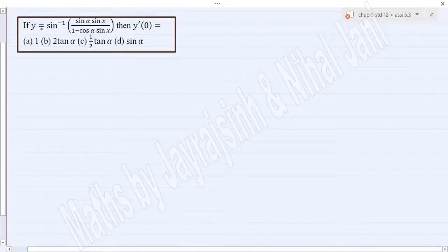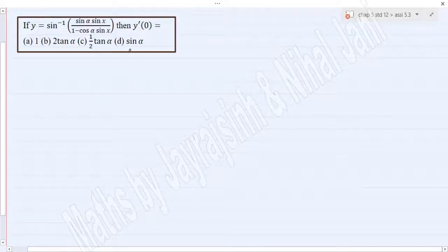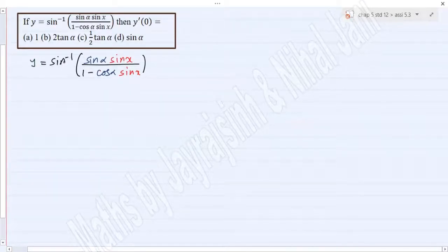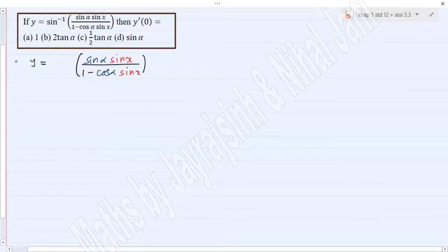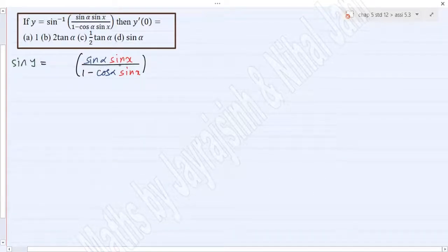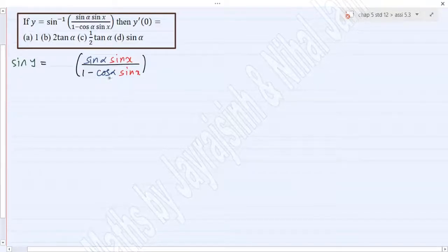Here we have y is equal to sine inverse of sine alpha sine x upon 1 minus cos alpha sine x. And we have to find y dash 0. For simplification, let's take inverse function of sine inverse. So we will get sine y is equal to sine alpha sine x upon 1 minus cos alpha sine x.